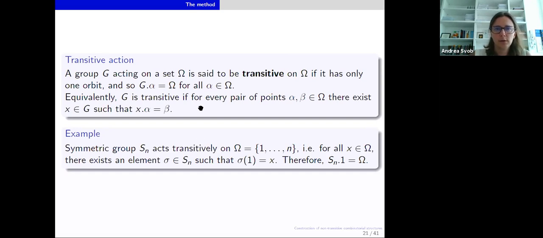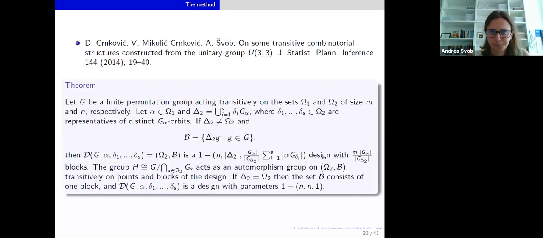And one example of transitive action is the action of the symmetric group on the set of n elements. Why did we need a transitive action? We needed a transitive action because we were speaking about the method from which you can construct structures on which their full automorphism group acts transitively. In other words, you can classify transitive structures from some particular finite groups.